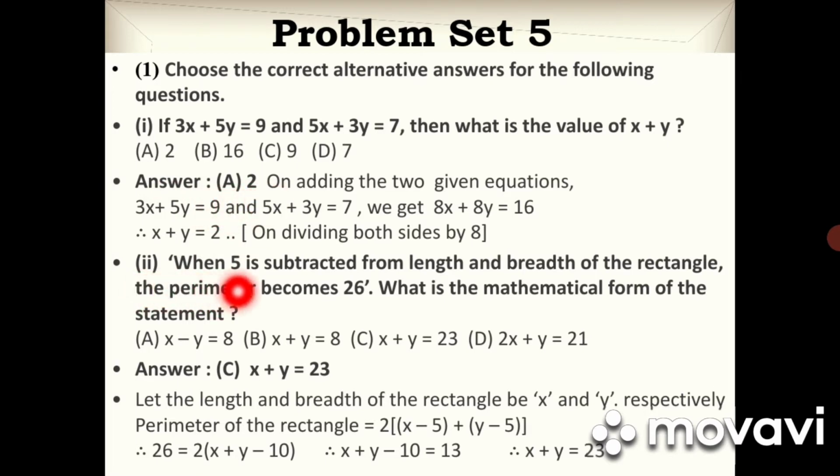Subdivision 2. When 5 is subtracted from the length and breadth of the rectangle, the perimeter becomes 26. What is the mathematical form of the statement? Solution. Let the length and breadth of the rectangle be x and y, respectively. Perimeter of the rectangle is equal to twice length plus breadth. Perimeter of the rectangle = 2(L + B) = 2[(x - 5) + (y - 5)].